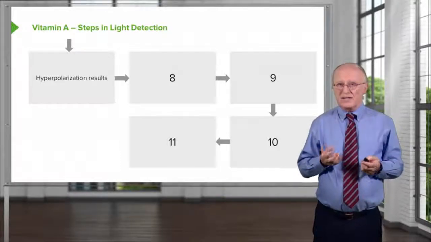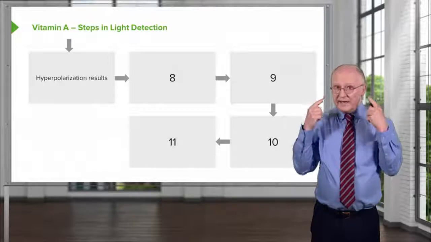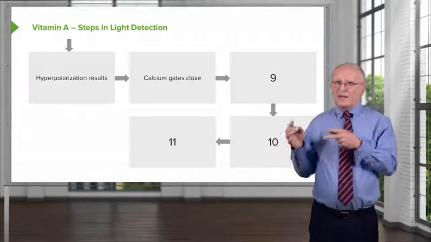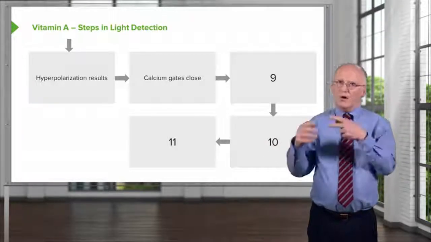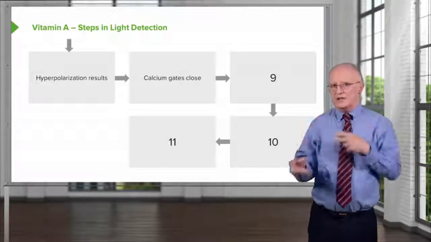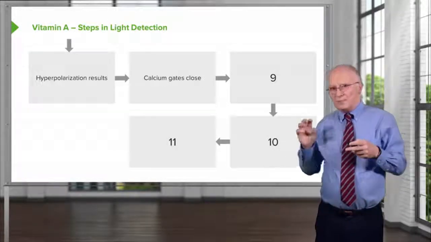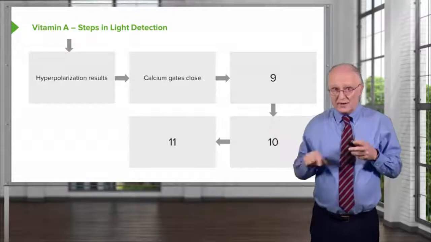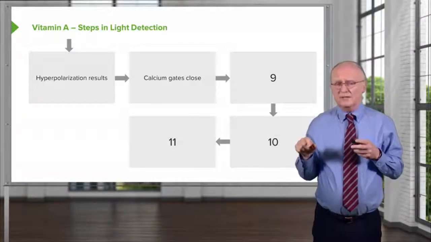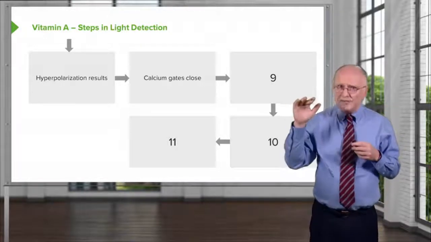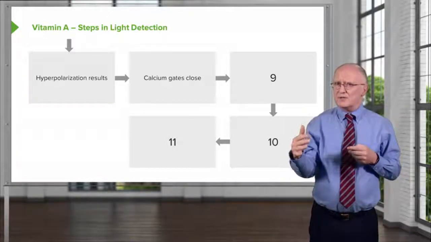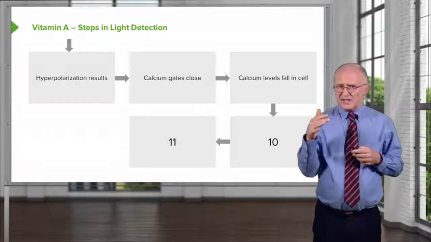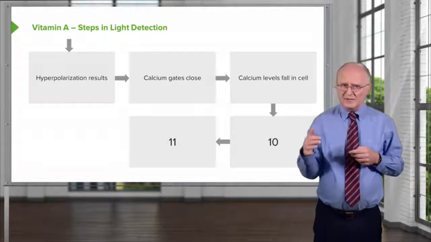The hyperpolarization that results is the next part of the signal telling the brain that the eye has detected light. The hyperpolarization causes, in the next step, calcium gates to close. Now, calcium gates are also important for the movement of ions, calcium into and out of the cell. Cells are normally pumping calcium out of the cell. But when the gates are open, the calcium can come right back in. So we imagine a sort of cycle of calcium movement. If we close the calcium gates, then the calcium concentration inside the cell begins to decrease. As the calcium concentration inside the cell decreases, something very important happens.